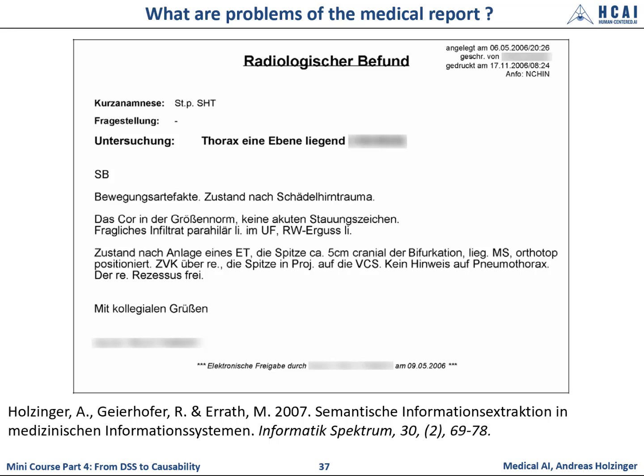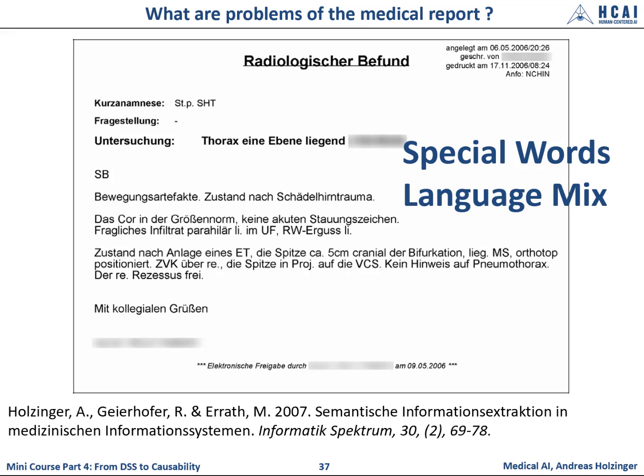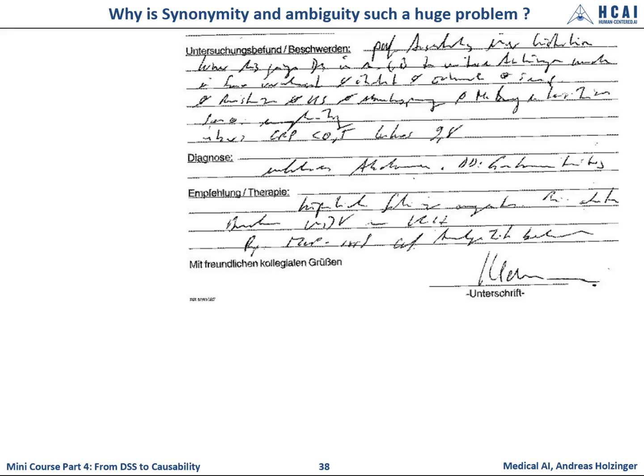So let's go back to the problems of this text. The aforementioned goal produces really a lot of text, and handling it is not easy. Why is it not easy? Because of the special words, the language mix, the many abbreviations, and logically a lot of errors inside. And this is not a joke. This is a real-world example.